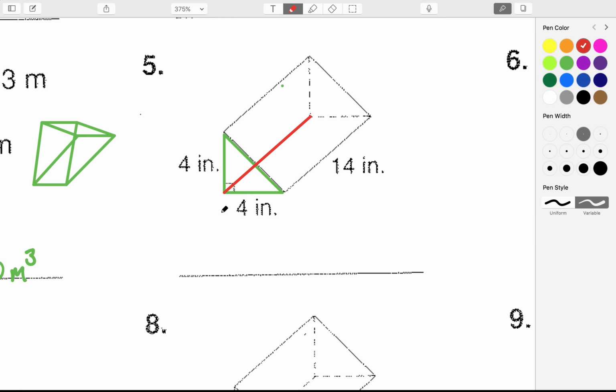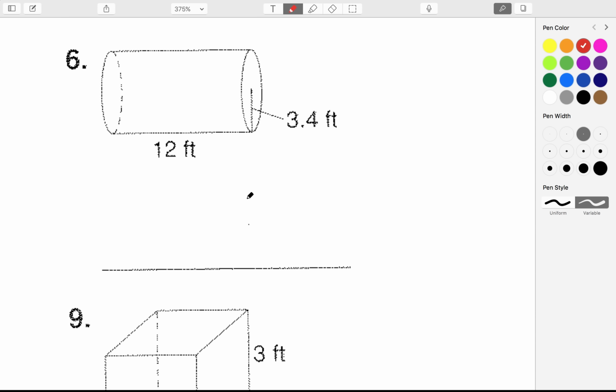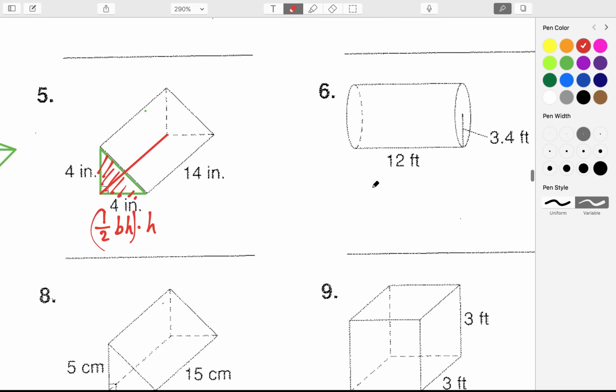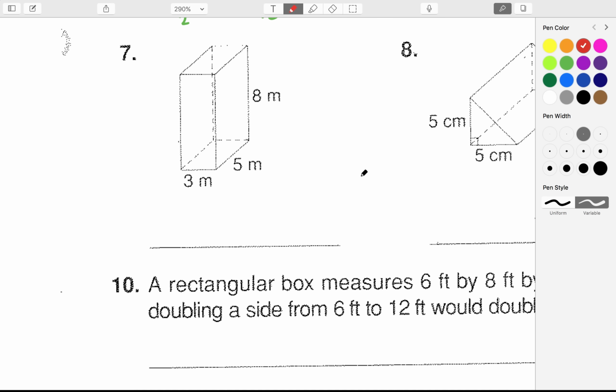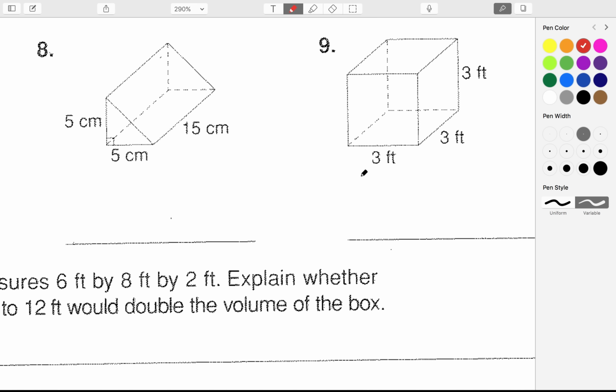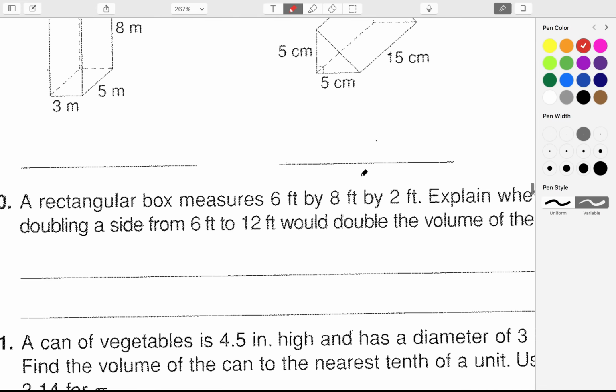So what you're going to do is find the area of the triangle, half base times height, times whatever your height is there. So find the area of this triangle here, and then multiply by the height. Number 6 is going to be finding the area of a circle, pi r squared times your height. So find the area of this circle here and multiply by 12. Okay, I think 7, 8, 9 you can do from scratch. Work those out.